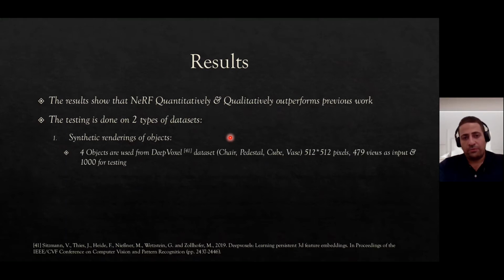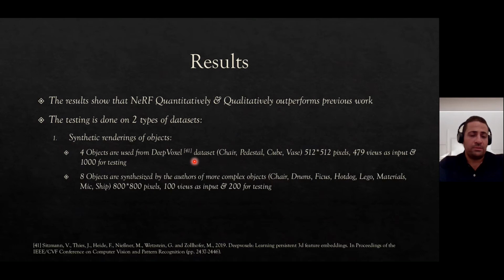This dataset is taken from a dataset called Deep Voxel dataset. They used 4 objects from it: the chair, the pedestal, a cube, and a vase. These images are 512 by 512 pixels, 479 views as an input, and 1,000 views for testing.